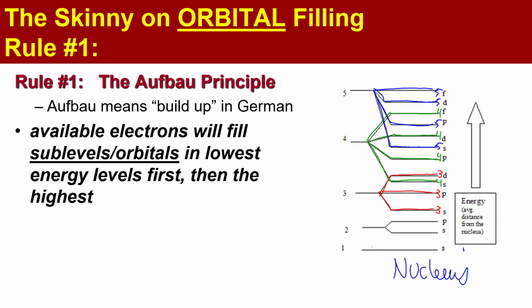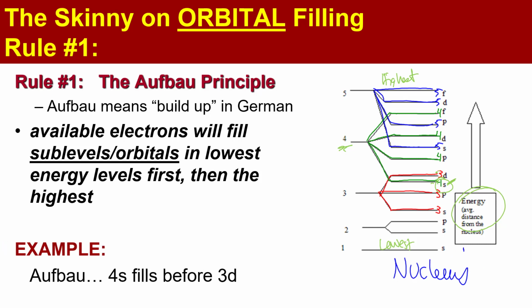Remember, energy is determined by distance from the nucleus, so your lowest energy levels are here while your highest energy levels are there. You will notice that some of the sublevels of the 4th principal energy level are lower energy than some of the sublevels of the 3rd principal energy level, and that's what makes the order of filling so crazy. The Aufbau example that everyone always goes to is why 4s will fill before 3d, when 4s is part of a higher principal energy level.